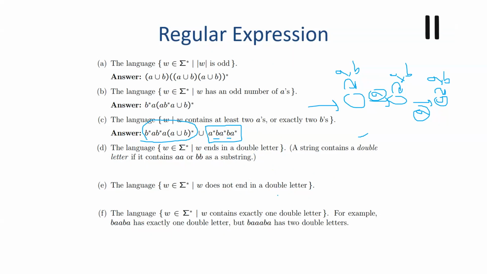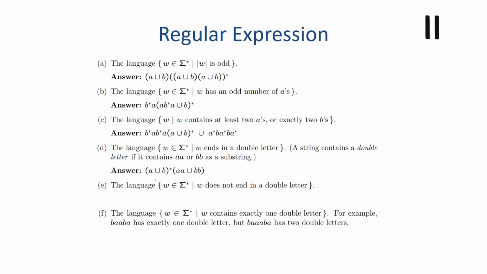Do you guys agree with what Nagam is saying? I'll say (A or B)*. So read anything, then end it with either AA or BB. Makes sense, right? Here you force it to end with AA or BB, and before that, read whatever sequence you want. Yeah, straightforward.